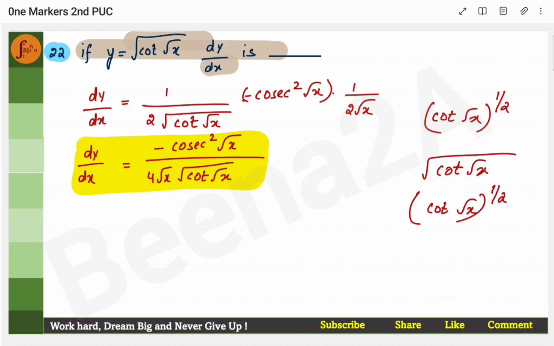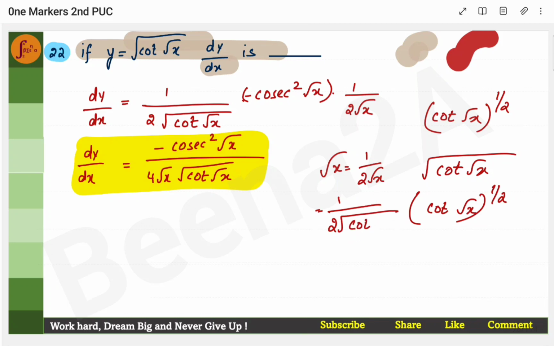Now, you can assume that this entire thing is x. What is the derivative of root x? It is 1 by 2 root x. But instead of x, I have cot root x, right? So it will be 1 by, what do I have instead of x? I have cot root x. That's all. 2 root cot root x.